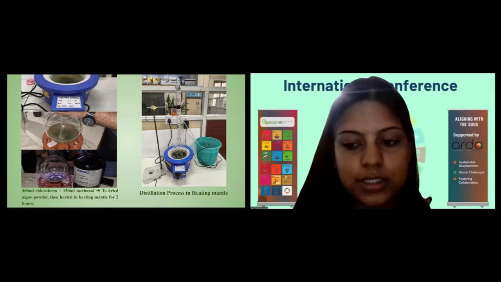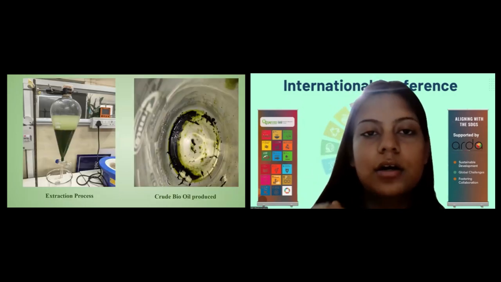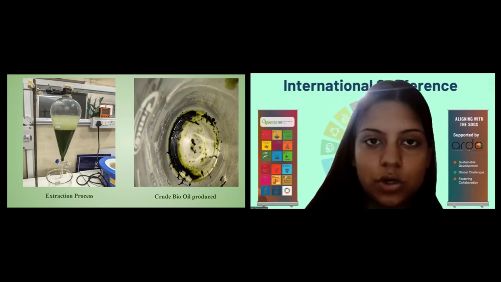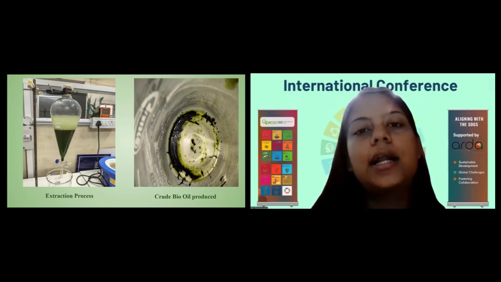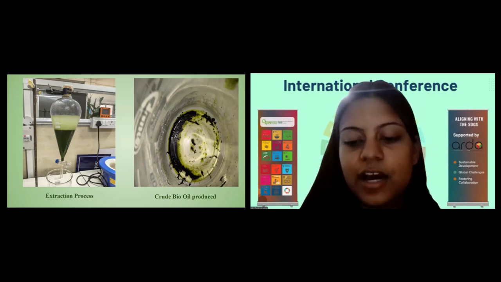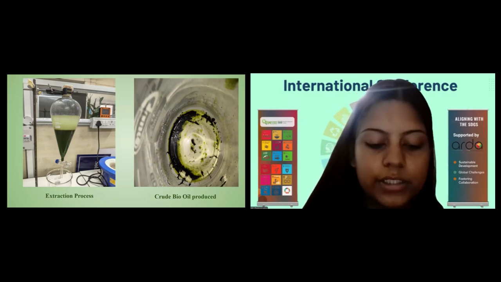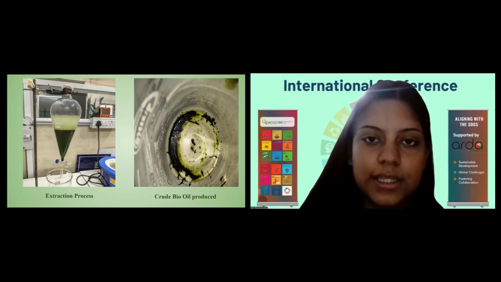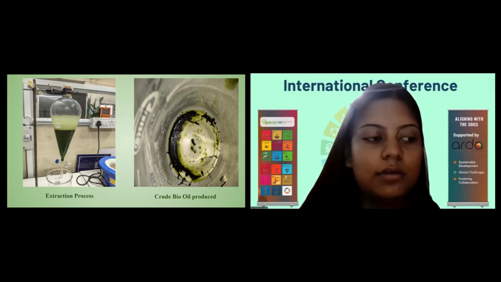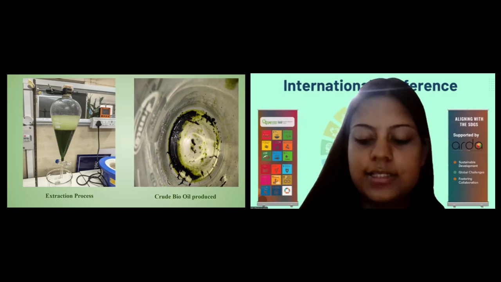After that, the distillation process takes place in the heating mantle. Then the extraction process separates the oil and the solvent, and then the solvent is evaporated, and as you can see on the right hand side, the crude bio oil is produced. We have tested it for various dielectric properties such as breakdown voltage, viscosity and thermal stability, and we have noticed it is much better than the currently used oils.